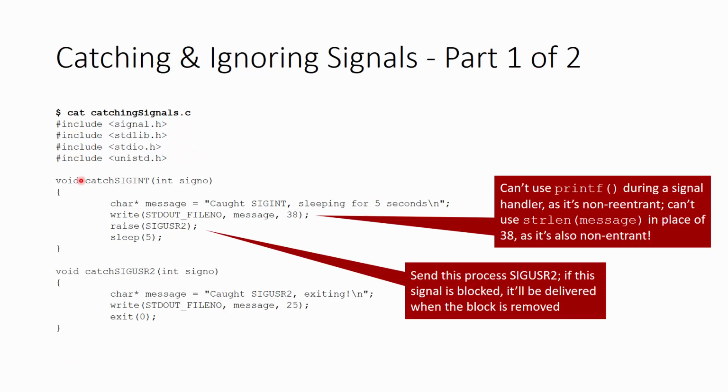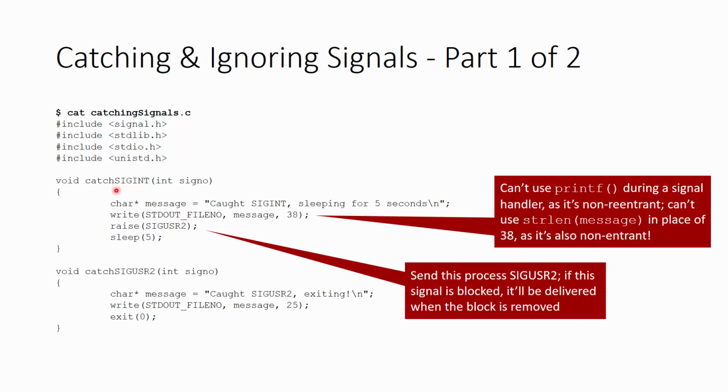We have two functions of interest here. The first one is called catchSigInt, and the second one is catchSigUser2. Note that they both take an integer, which contains the signal number that triggered this particular function. The top one we're going to use for SIGINT, and the bottom one for SIGUser2, but nothing about the declarations or definitions of these functions indicates that. You don't register the function in the body of the function. That's done elsewhere. We're just defining what the function does at this point.